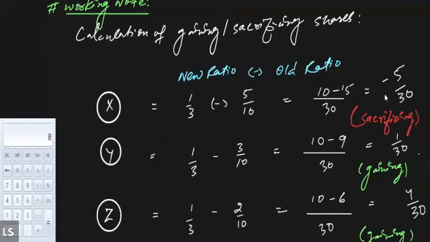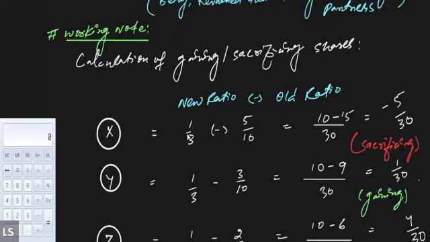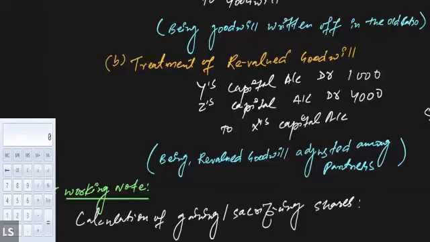Subtracting the old ratio from the new ratio, you will get minus 5/30 for X, 1/30 for Y, and 4/30 for Z. Since only X is getting a negative value, X is sacrificing and Y and Z must be gaining. So Y's capital account will be debited, Z's capital account will be debited, and X's capital account needs to be credited. Therefore, we pass the general entry: Y's capital account debit, Z's capital account debit to X's capital account.